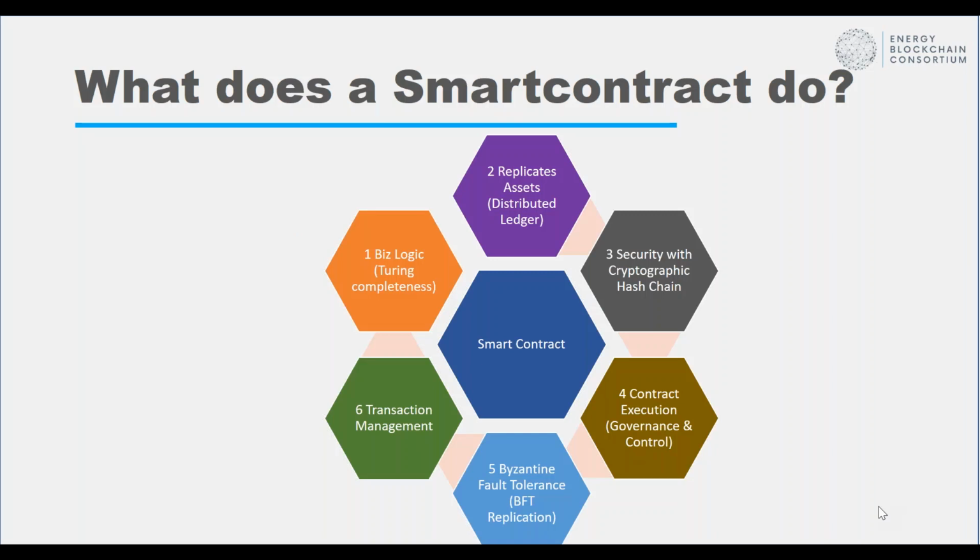And the last but not the least is the entire focus around transaction management. How do you take a transaction? How do you process it? How do you ensure that it gives you the ACID properties, the atomicity, the consistency?